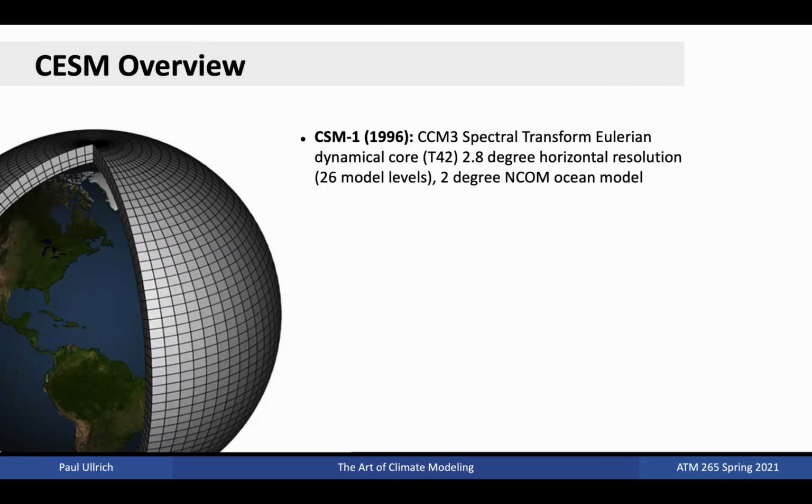CESM has evolved extensively since its humble beginnings. The climate system model, CSM1, was released in 1996 and incorporated the Community Climate Model, CCM version 3, which had been under development since the early 80s. The atmospheric model used an Eulerian spectral transform dynamical core with a default horizontal grid spacing of 2.8 degrees. It used what is referred to as a triangular truncation grid, denoted T42, with 26 vertical model levels. It was coupled with the 2-degree NCOM ocean model.